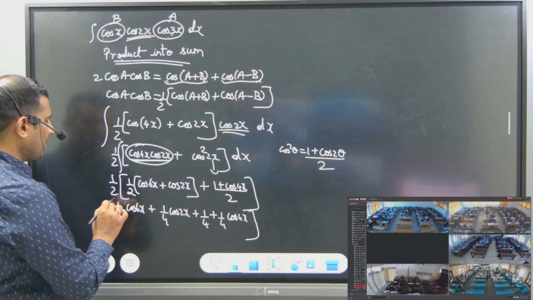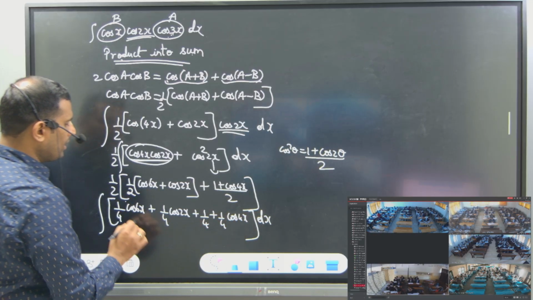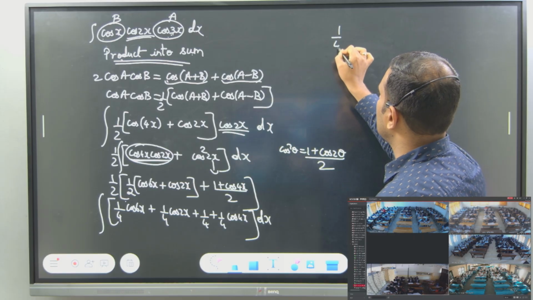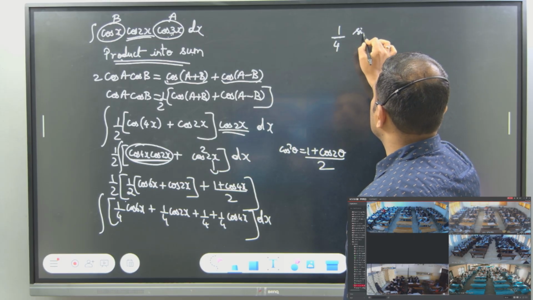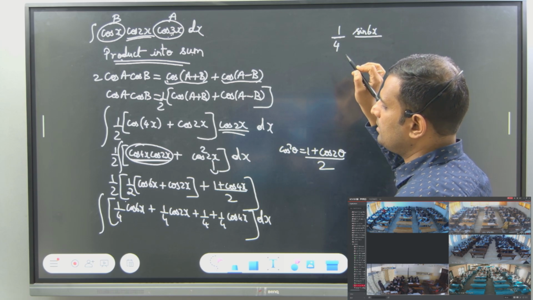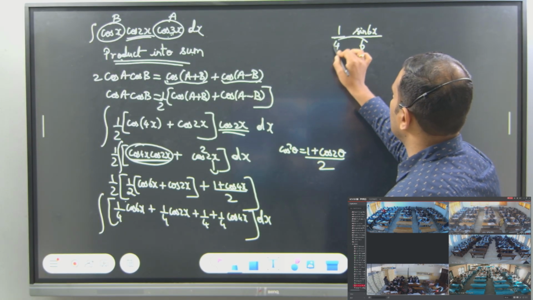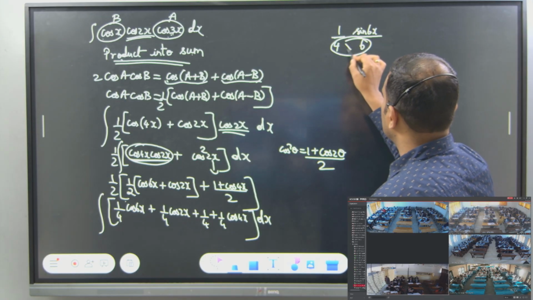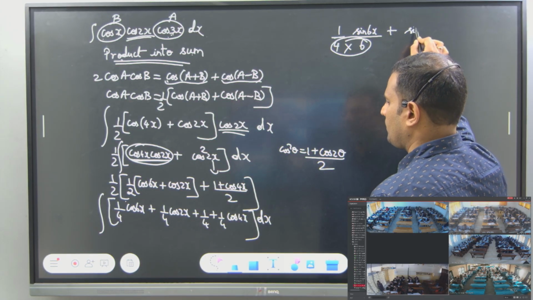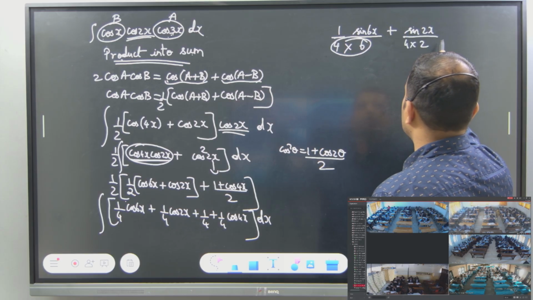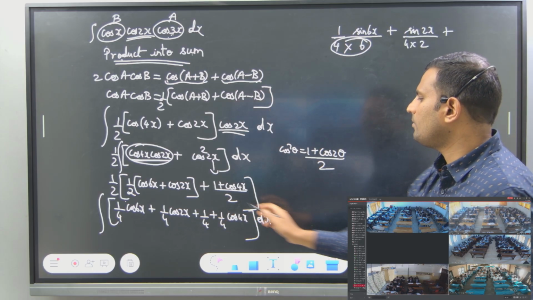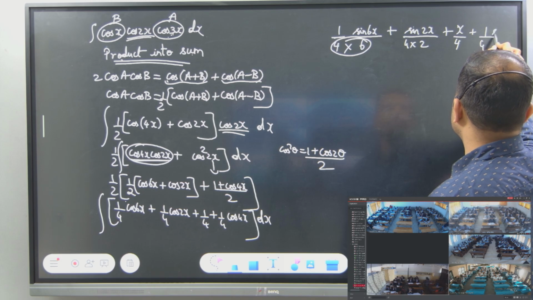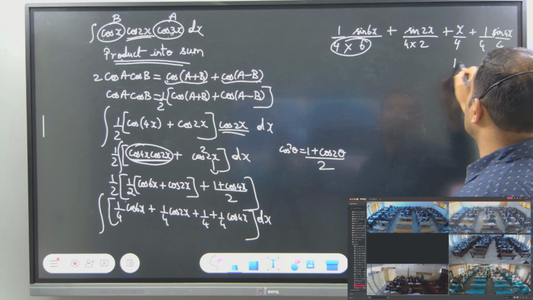Now integrate each term and tell the answer quickly. What is the integral of cos 6x? Integrating cos 6x gives plus sin 6x by 6. So 4 into 6 is 24, so 24 comes here. And then the next term, sin 2x by 8 comes, since 4 twos are 8. Then what is the integral of 1? Integral of 1 is x. And the integral of cos 4x is sin 4x by 4, divided by 4.